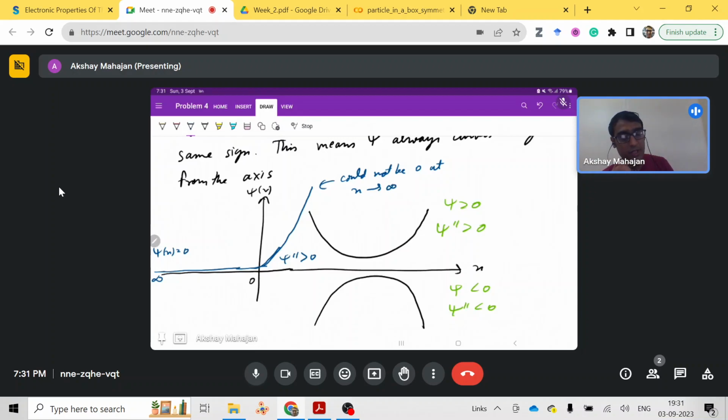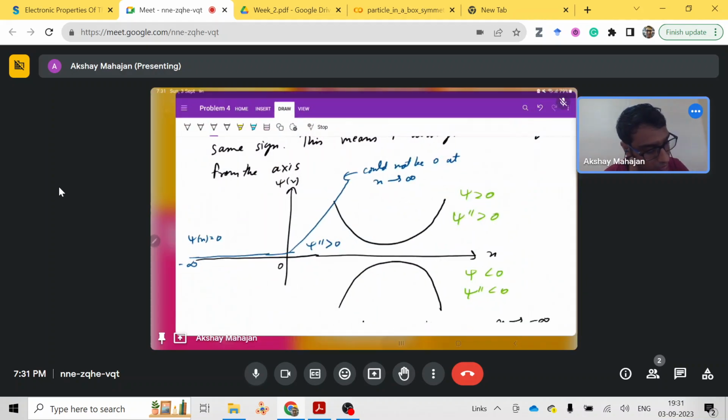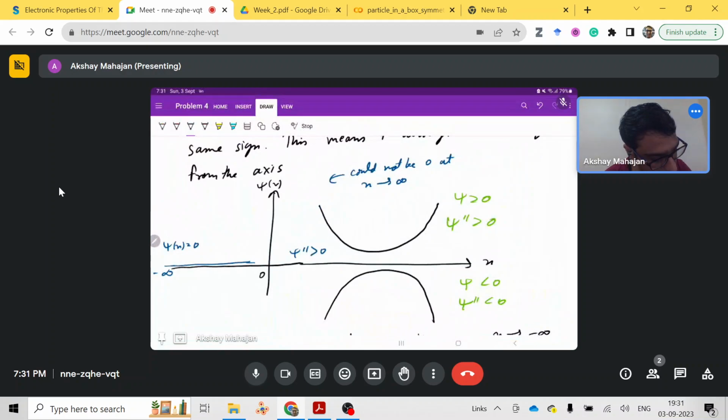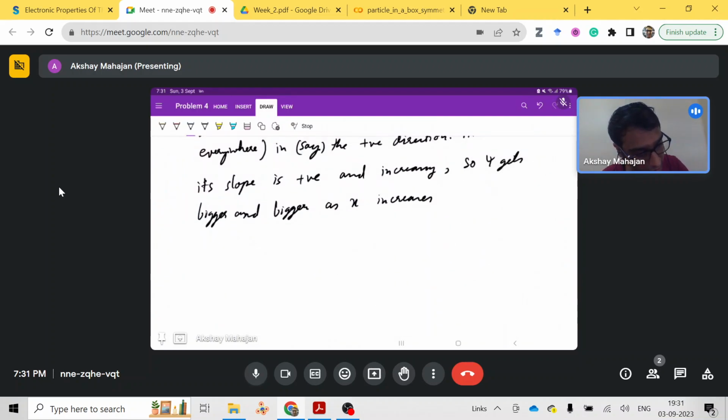Okay, similar to the condition we had for x equals minus infinity, we need the same psi(x) condition for normalization as x tends to infinity. But if psi is positive, we need psi double prime to be greater than 0, so it will just keep increasing. If it keeps increasing, then it could not be 0 as x tends to infinity. So that is the contradiction that we have, and it could not be normalized.